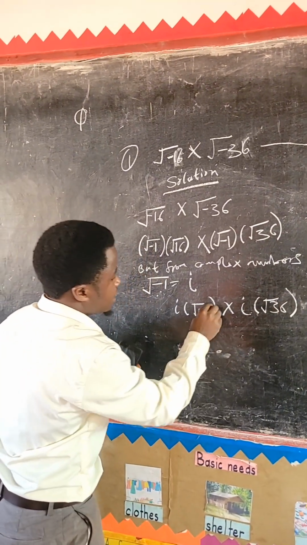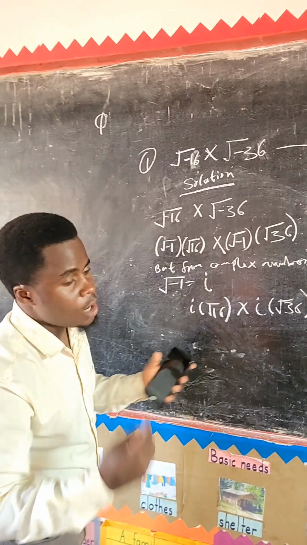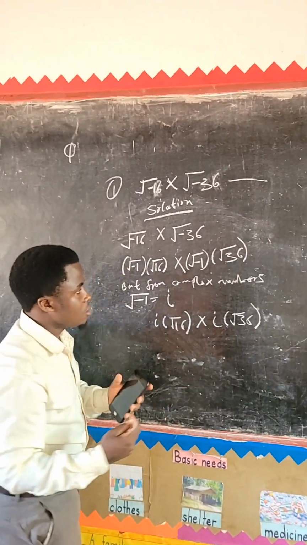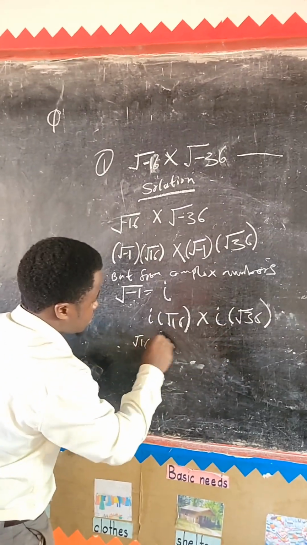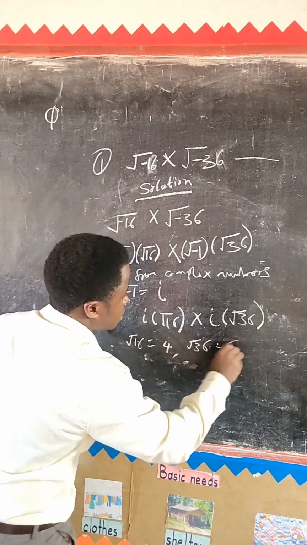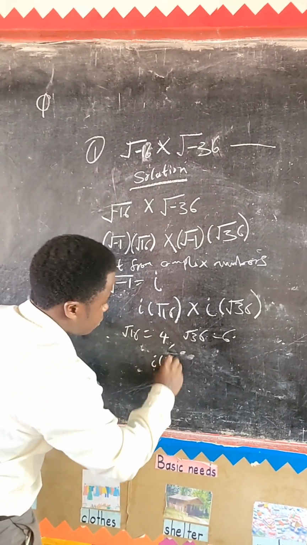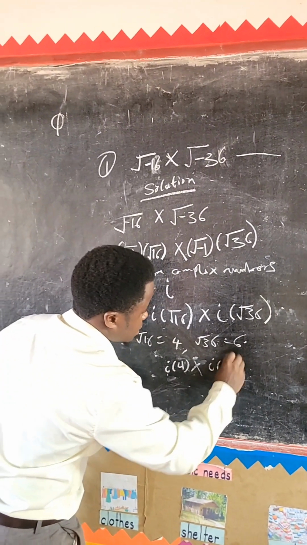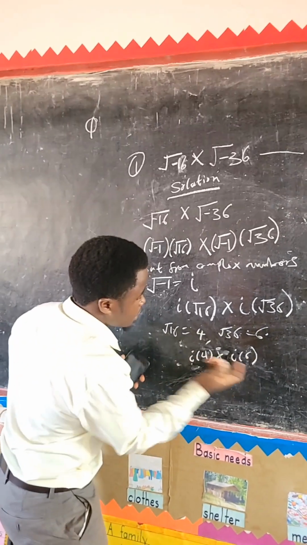We are meaning that now we are going to find the root of these two numbers. We shall find out how we find the roots later, but for the purposes of this question, let us go into summary, which implies that the root of 16 is going to be 4, and the root of 36 is going to be 6, meaning that you are going to have I into 4 times I into 6. You understand?